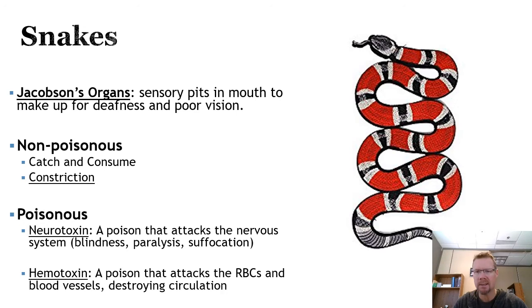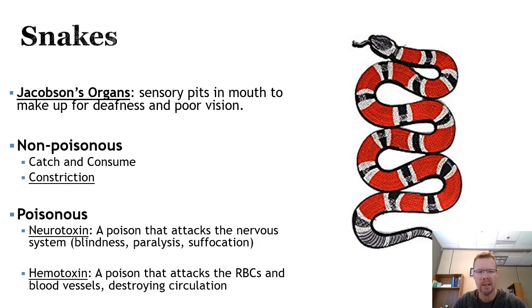Non-poisonous snakes, they eat by catching and consuming, just like you and I do. Some use constriction to kill their prey. Others just simply eat them alive and whole. Nasty. Our poisonous snakes, however, use a few things to kill their prey.